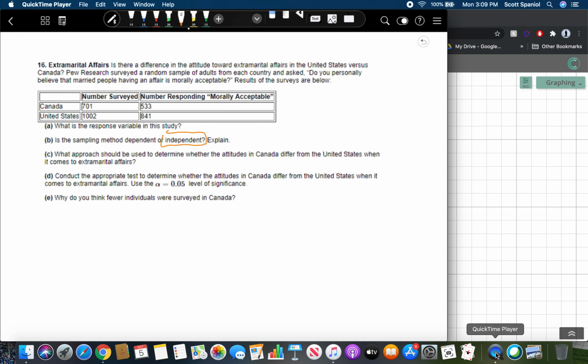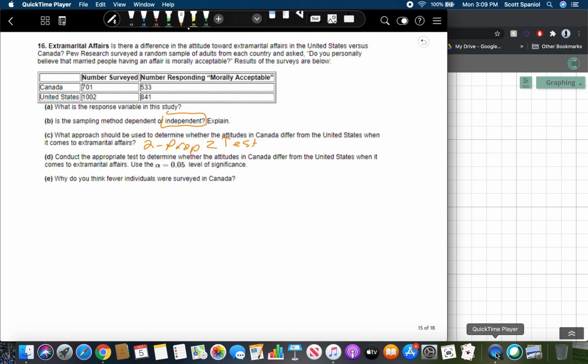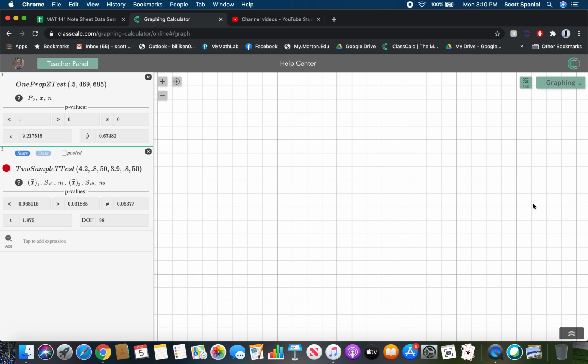Well, these are proportions. So we're going to want to use 2 prop z-test. And so we can conduct that test. So what we want to know is, do they differ? So H naught could be, the proportion in Canada equals the proportion from the U.S. And then H1 would be the proportion from Canada is not equal to the proportion in the U.S. Okay. And then we can go ahead and use this data and our calculator to do that sample. So we're going to do a 2 prop z-test, so TPZT.